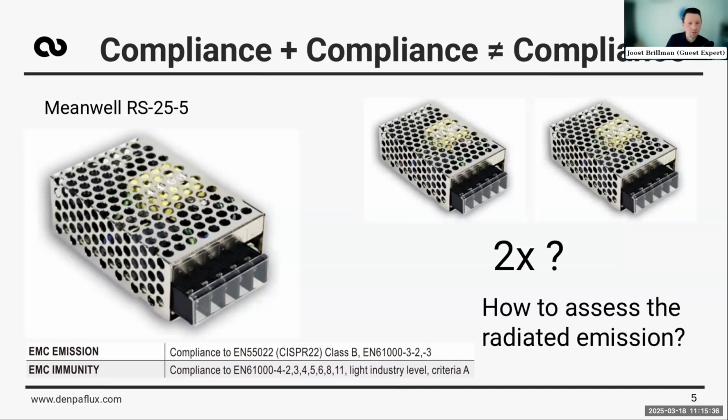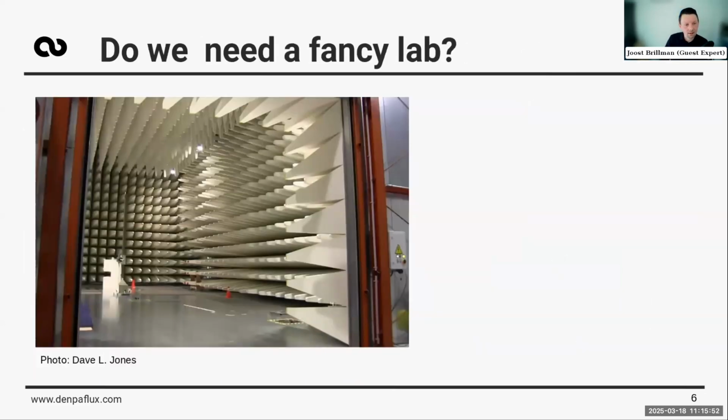So how do you assess the radiated emission when you have, let's say, two options of a power supply, option A and option B? Which one gives you the best results? You can, of course, go to a fancy, expensive EMC test room. You can reserve those and then spend quite a significant amount of money to get really accurate results.